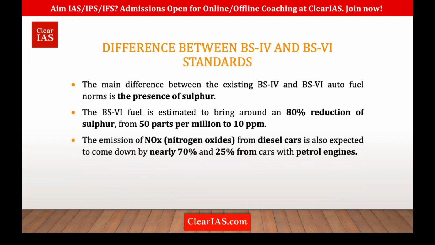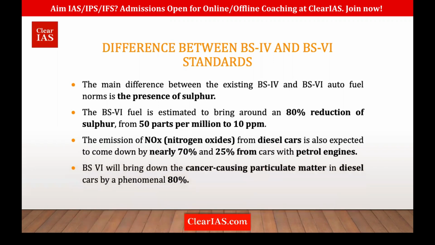So in sulfur there is an 80% reduction. The standard sets 10 parts per million. Only 10 parts per million should be released from the vehicles. And in terms of NOx, diesel cars should reduce at least by 70% and petrol engines by 25%. And there should also be a phenomenal decrease in particulate matter, PM 2.5 and PM 10, by at least 80%. These are the latest changes in the BS6 standards. So there is a shift from BS4 to BS6, and we have skipped the BS5 standards.